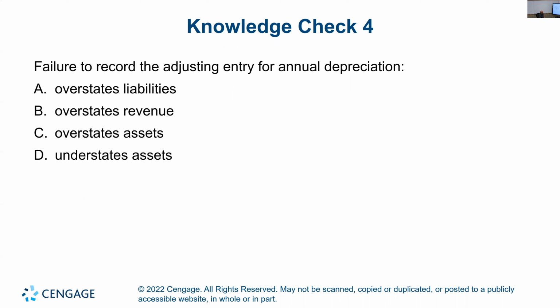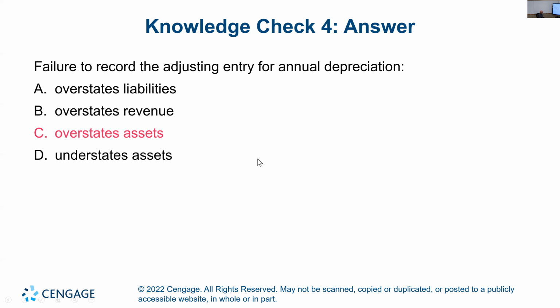Failure to record the adjusting entry for annual depreciation does what? Remember depreciation? That is going to be an expense, but it doesn't say anything about expenses or income on there, so it has nothing to do with revenue. Depreciation also creates a contra account of accumulated depreciation, which lowers an asset. So if we forget to put in the adjusting entry, we are not going to lower our assets as much as we should. So in turn, our assets are going to look higher than they are. We will overstate our assets.